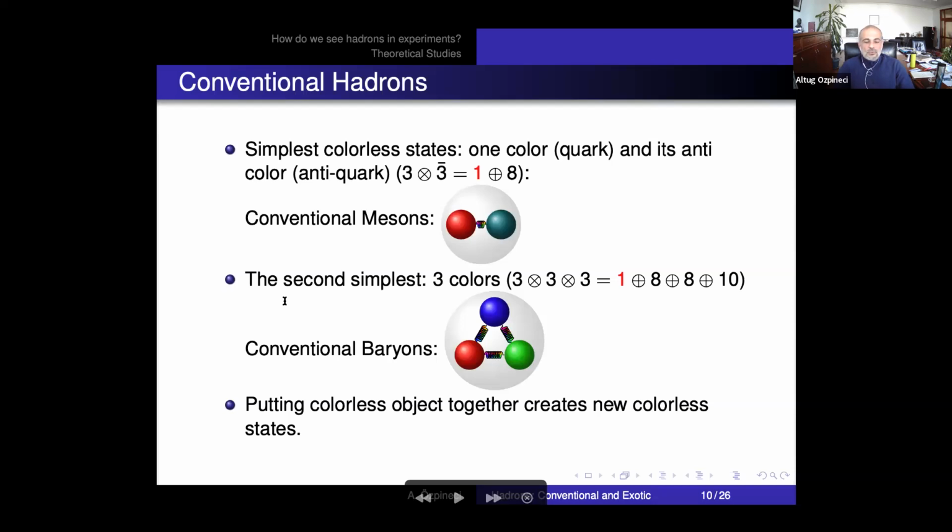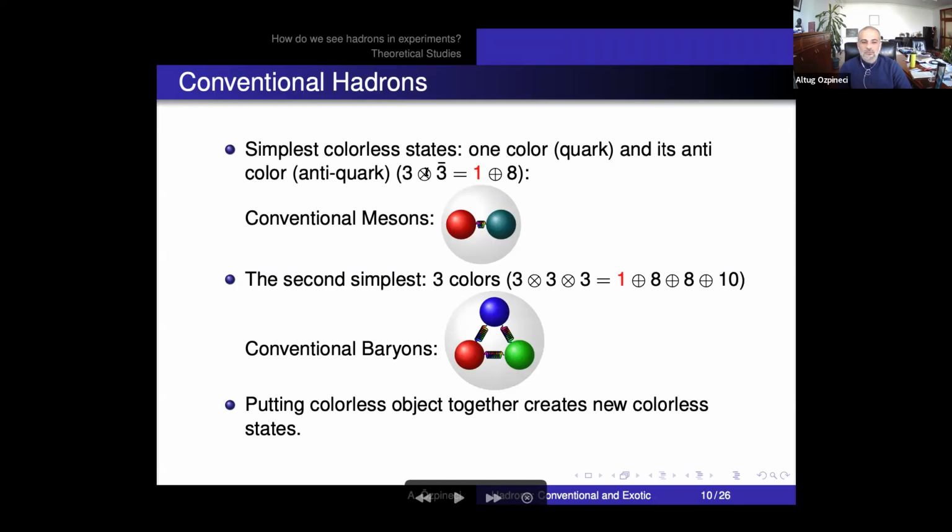So what are the options we have? The simplest we can think of is if you take a color and an anti-color, the charge of an anti-quark, you can create a colorless object. So you have a 3, which is a quark, and a 3 bar, which is the anti-quark. If you just bring a quark and anti-quark together, you do get a state which is a singlet under this SU(3) symmetry, so it is a colorless state. This is very similar to, for example, the hydrogen atom.